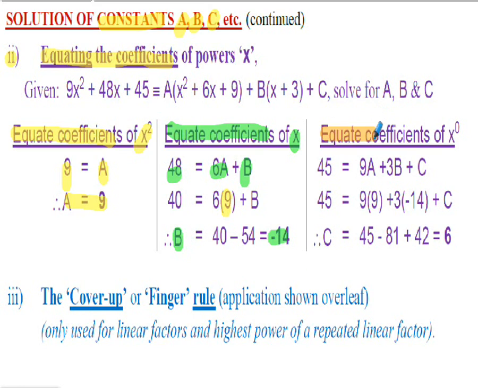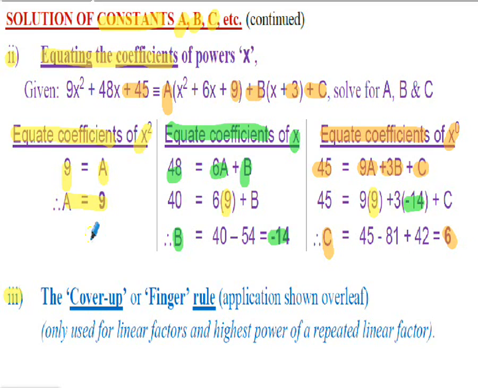And finally we can equate coefficients of the constants, or the x to the power of 0 terms. On the left hand side that will be positive 45, and on the right hand side, expanding the brackets, that will be 9A, shown here, plus 3B, again expanding the brackets, shown here, plus the constant C. We've already found the value of the A constant, which is 9, and the B constant, which is negative 14, so we can rearrange the equation in this case to find the value of the C constant, which is shown to be 6.